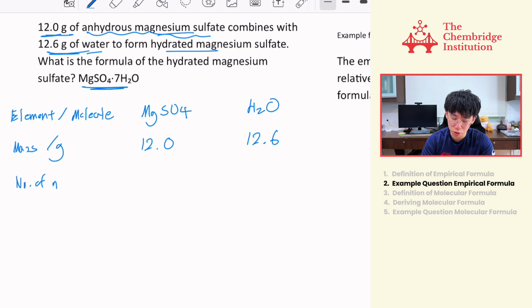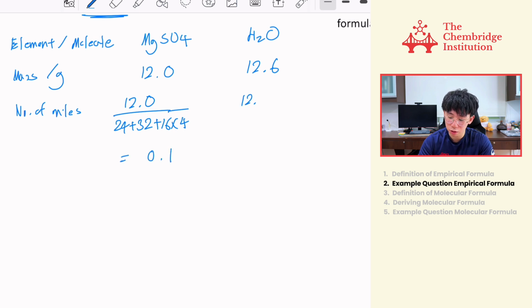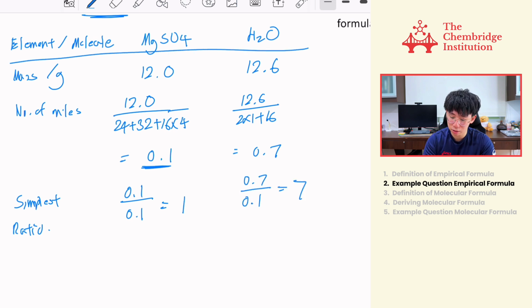Next, you want to find the number of moles. So now you divide by the Mr. So 12.0 divided by the Mr, which is 24 for magnesium, 32 for sulfur, and then 16 times 4 for the oxygen. And this will give you a value of 0.1. For water, it's 12.6 divided by 2 times 1 plus 16. This will give you a value of 0.7. And with that, we can find the simplest ratio. So again, the smallest value is 0.1, so we divide everything by 0.1. 0.1 divided by 0.1 is 1. 0.7 divided by 0.1 is 7. And draw your lines.